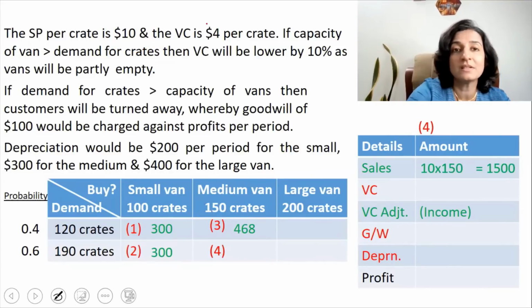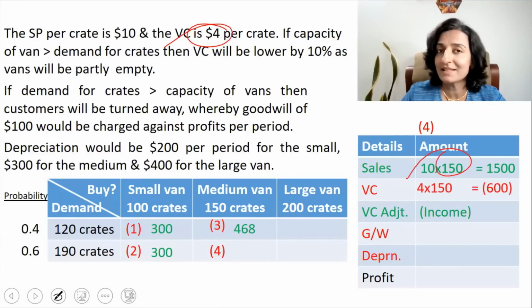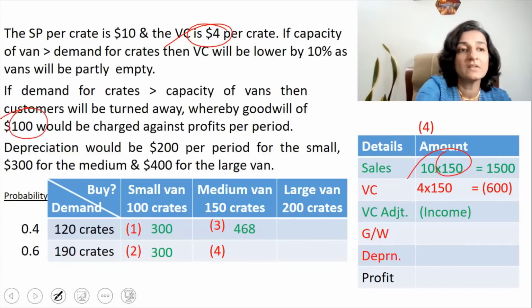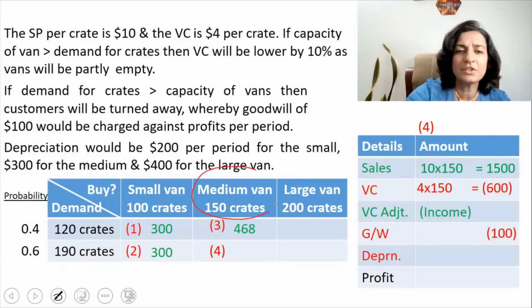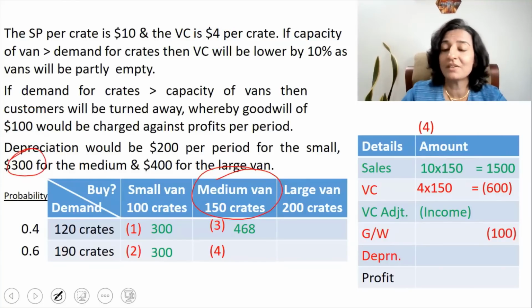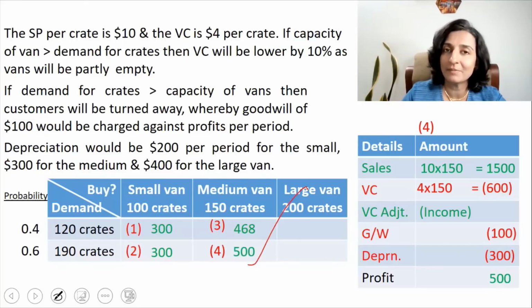Coming to variable cost, it's $4 multiplied by 150 crates. So it is $600. Variable cost adjustment will not happen here. It is a goodwill adjustment that happens here. So it amounts to $100. And what is the depreciation of the medium van? It is $300. So we write the depreciation amount to arrive at the final profit of $500. We make a note of it in the payoff table.